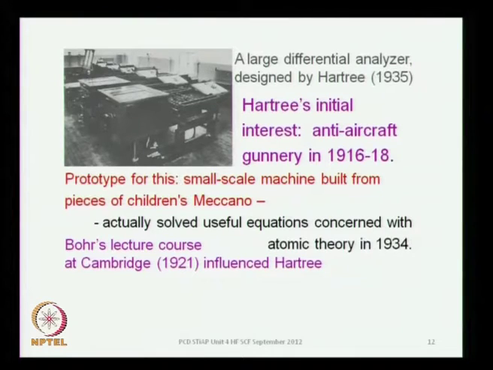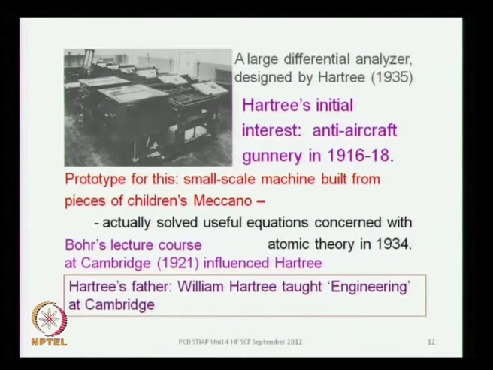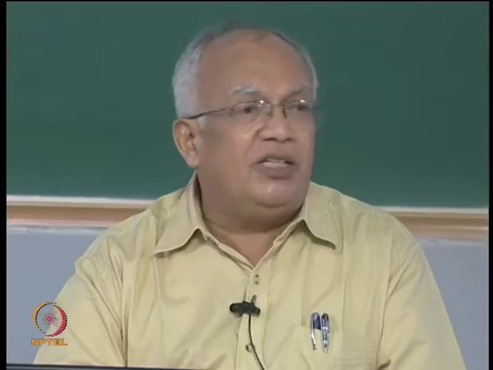But then there was a lecture course by Niels Bohr at Cambridge, and that got Hartree interested in atomic physics, and then he started using his brains to come up with this formalism. He was helped by his father, who was an engineering professor, but he thought it was fun to do arithmetic, and he helped his son do all this numerical work to get what we now call Hartree's self consistent field method.